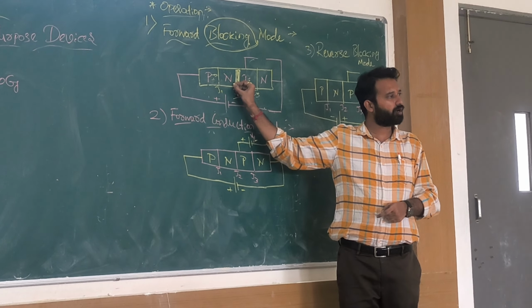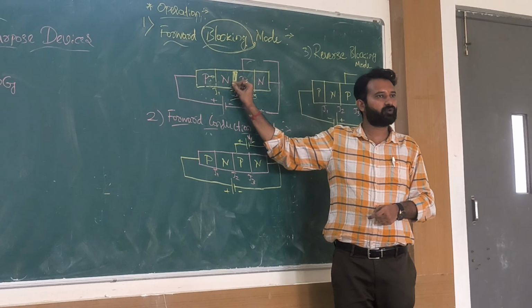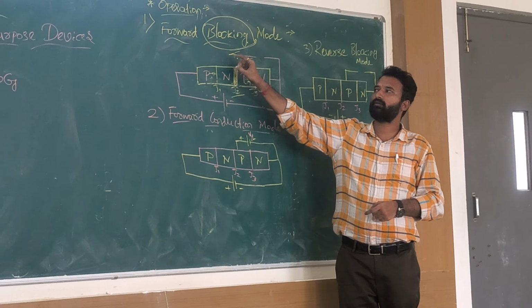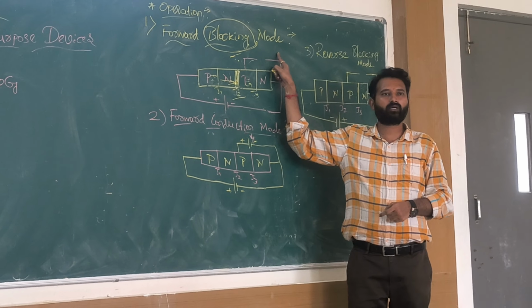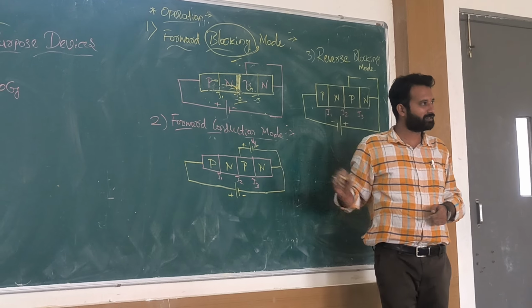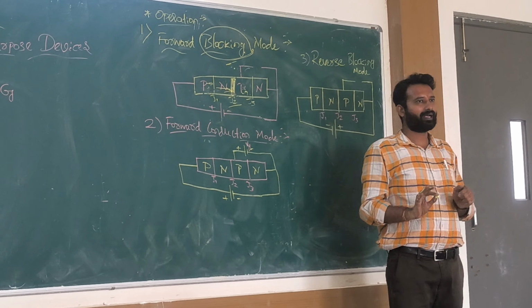It stops the flow of current. It blocks the flow of current. That is why it is called blocking. In which region is it blocking? Forward blocking. This is forward blocking. Understandable? Clear? As simple as it is.